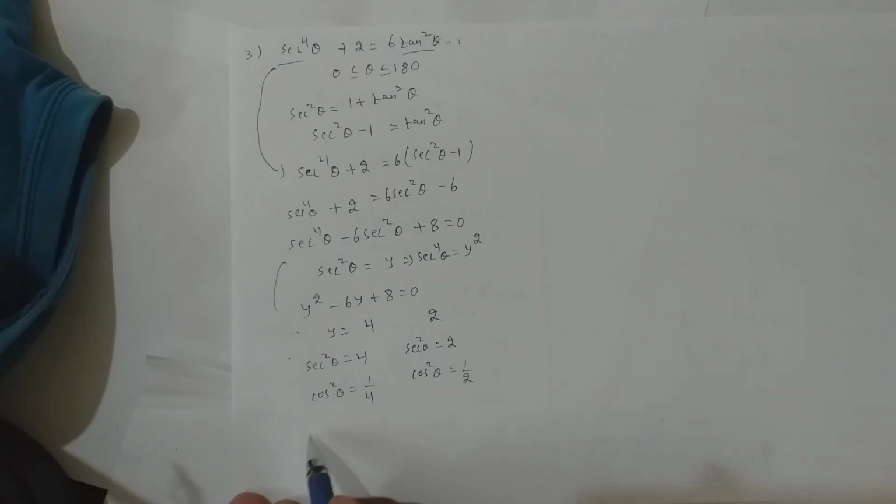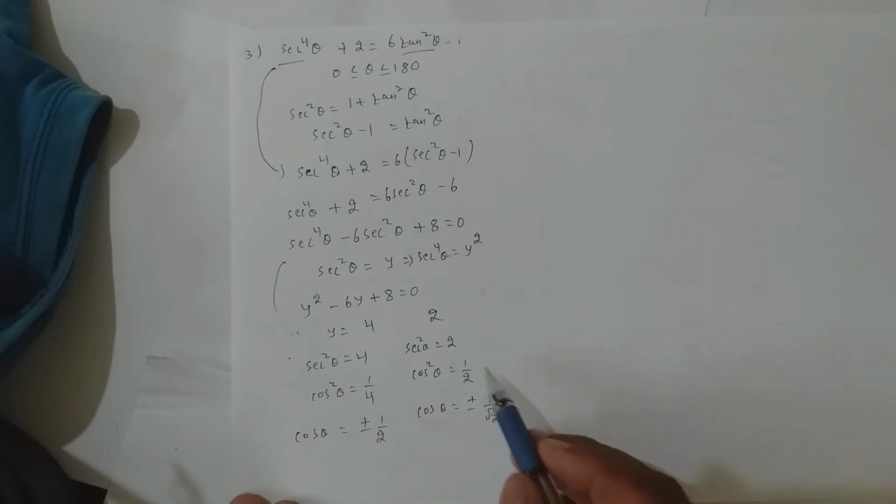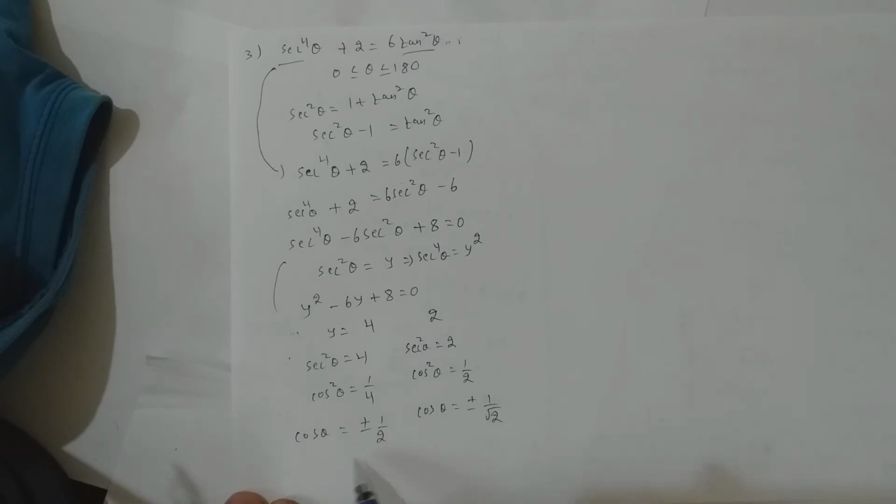Now cos theta equals plus or minus 1 by 2, and here cos theta equals plus or minus 1 by root 2. Square goes, square root of 4 is plus or minus 2. Square root of 2 can't be simplified, so I left it like that. So cos theta equals plus 0.5. It's only in first quadrant, so directly cos inverse of 0.5 is 60. Now cos theta equals minus 0.5.